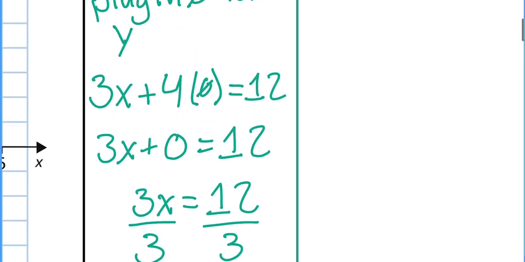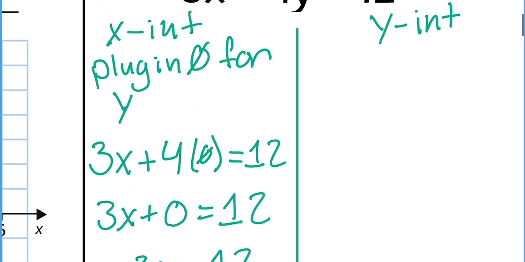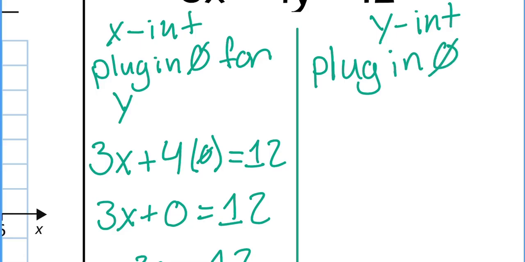And over here for my y-intercept, I'm going to plug in 0. Where do you think we're going to plug 0 in at? If we plugged 0 in for y for our x-intercept, we got to plug 0 in for x.